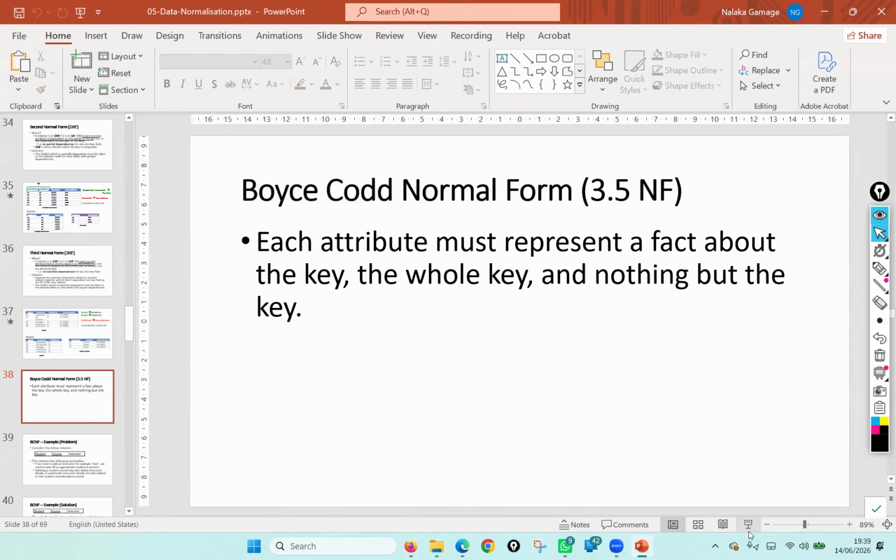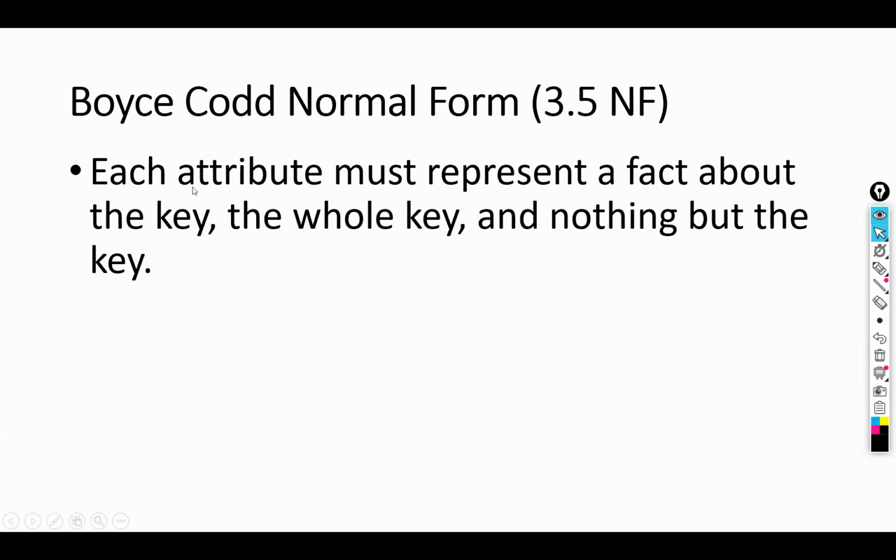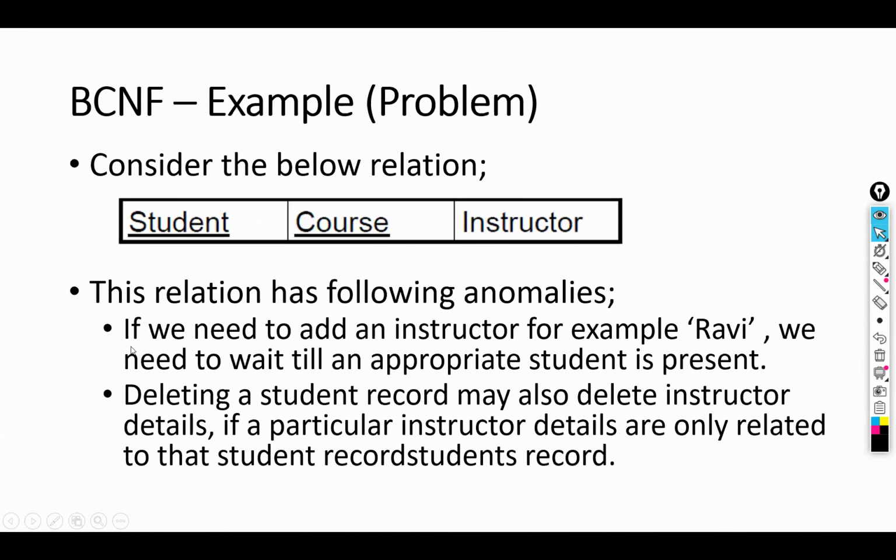Right. Anyway, just remember the definition, right? Each attribute must represent a fact about the key, the whole key, and nothing but the key. Okay. Right. So let's take an example.